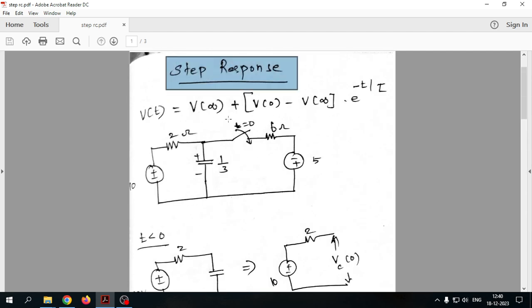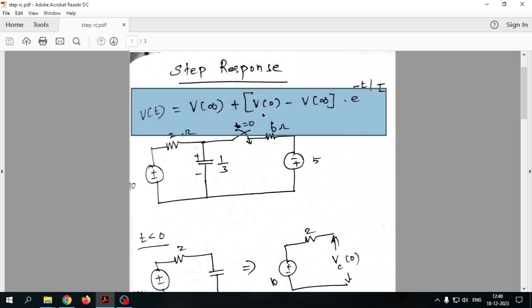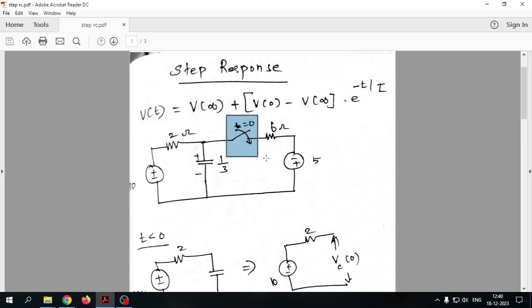So the most important thing is we want to check how the switch opens or how the switch closes, and if it is a step response circuit, then we want to use this formula. And how do you find out it is a step response? Whenever you close the switch, you will get a sudden voltage addition into the circuit, in most of the cases.